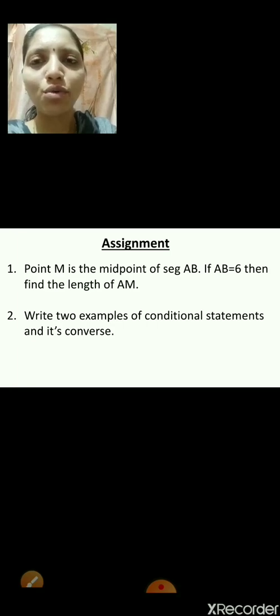Here I have given you two questions and you have to solve these questions. First question is, point M is the midpoint of segment AB. If AB is equal to 6, then find the length of AM. Now here the length of AB is given as 6 and M is the midpoint of segment AB. We have learned that any midpoint divides the segment into two equal parts. So using that property, you can find the length of AM.